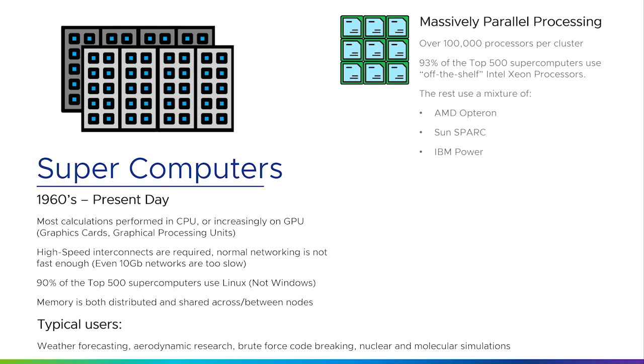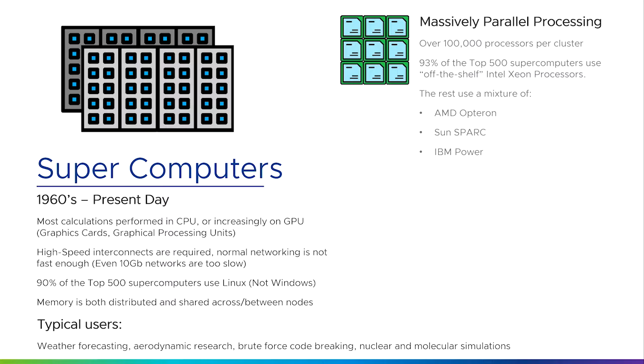And one thing you'll find with supercomputers is it's not unusual for a supercomputer to have over 100,000 processors per cluster. And again, another useful, interesting fact is that 93% of all the top supercomputers in the world use off-the-shelf Intel Xeon processors, so the same processors you can buy in an everyday computer or everyday server. The thing that makes them special is the way that they manage to combine hundreds of thousands of these devices or nodes into one big computer.